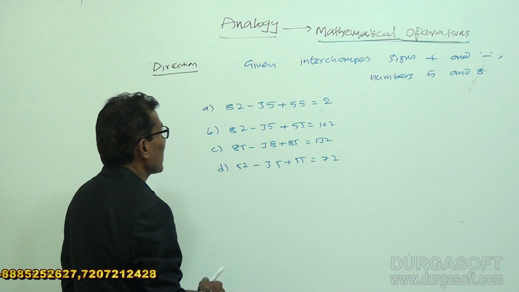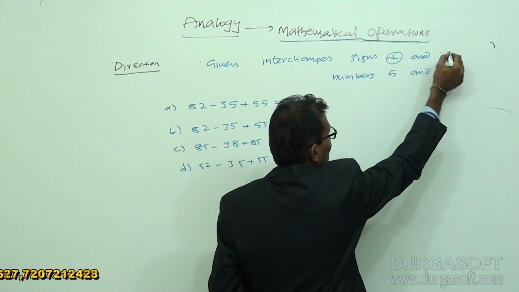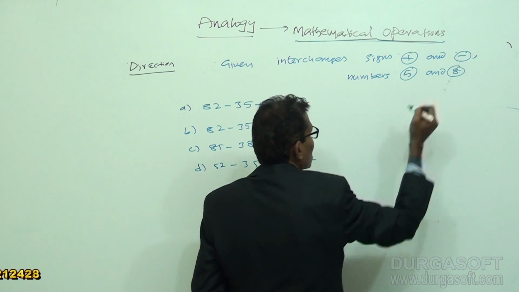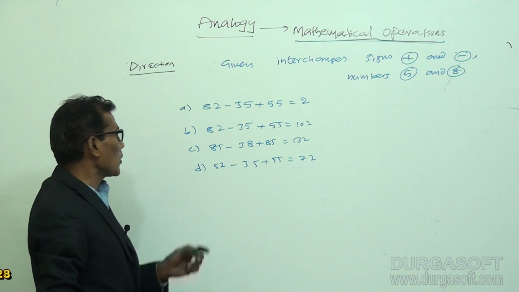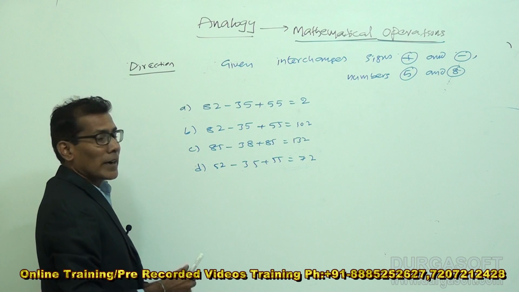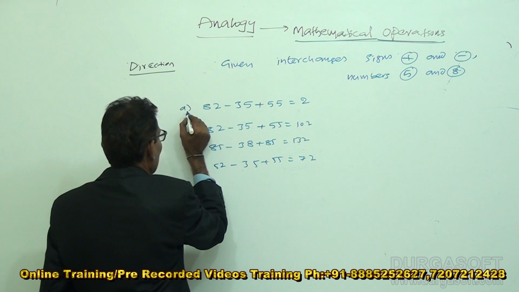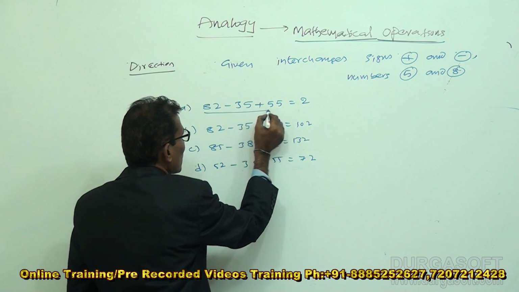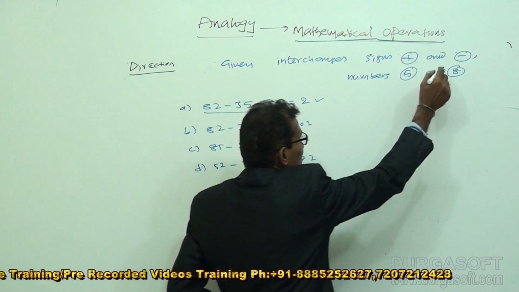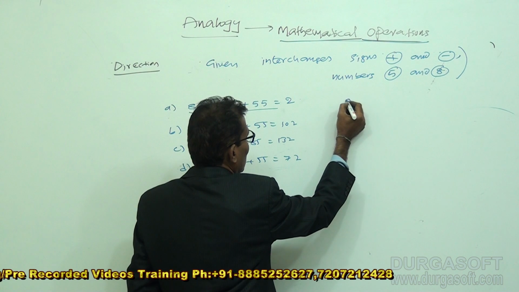What are the directions given in this? Interchange the signs plus and minus. Plus and minus should be interchanged. At the same time, numbers 5 and 8 are also interchanged. Then the result should not change. Out of these 4 equations, where does it happen? So we'll take the equations one by one and cross check. I am taking the first equation, working with option A. In option A, the result is exactly 2. Now I have to check, by changing according to the directions, whether I am going to get 2 or not.